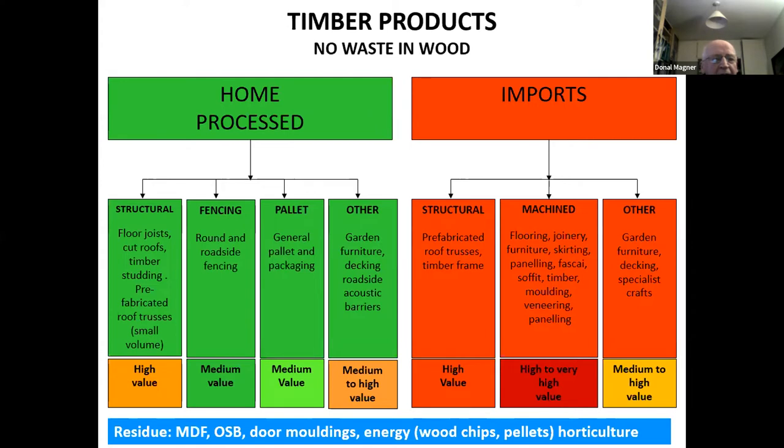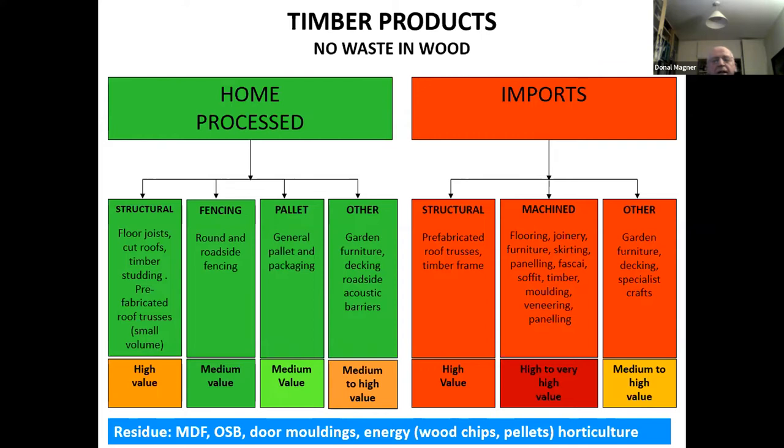most of that from the sawmills goes to the structural market, such as floor joists, cut roofs, timber studding, and a small percentage of it still goes to prefabricated roof trusses. I'll talk about that later. Fencing, of course, is a big market, both squared and round fencing. Pallets have been a huge market, especially during the pandemic, for transporting not just food, but medicine as well. And then there are the other markets, garden furniture.